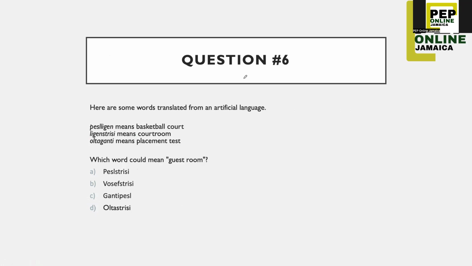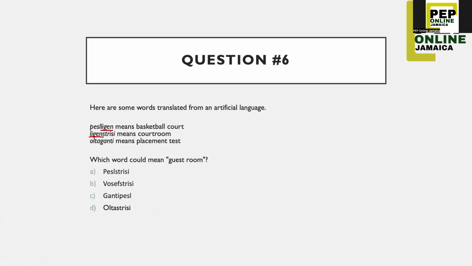Moving on, question number 6. We have this word here. The first word, the second word, the third word. So we have basketball court, courtroom, and placement test. Right away, we realize that we have court, which is the common word here. So we're gonna see what is representing court. Court is at the front and it's at the back. So that word is representing court.